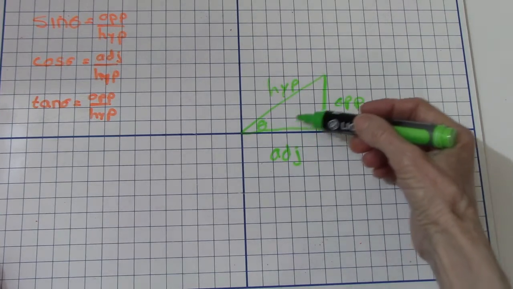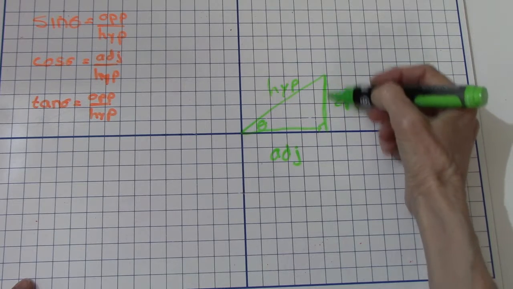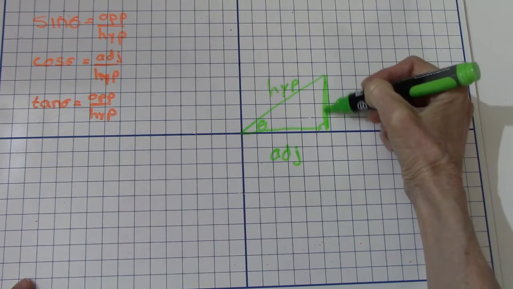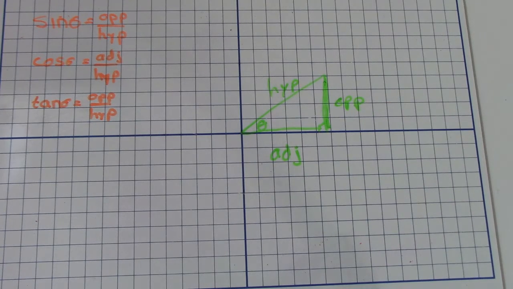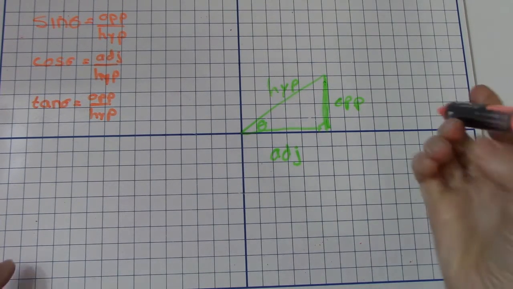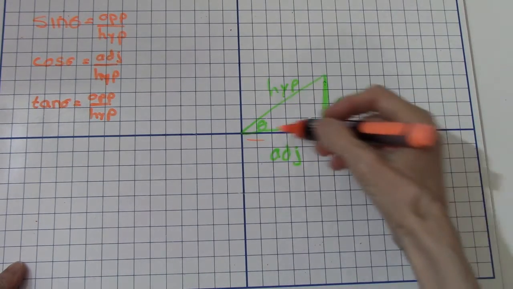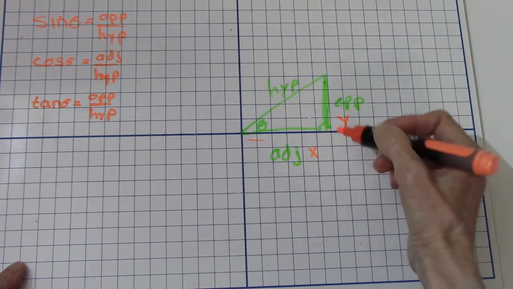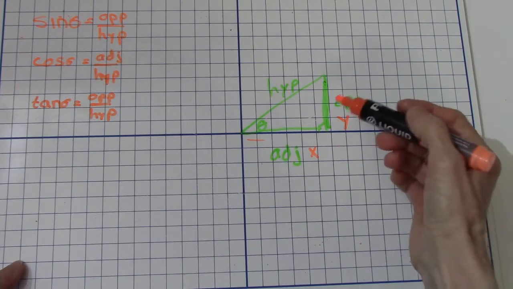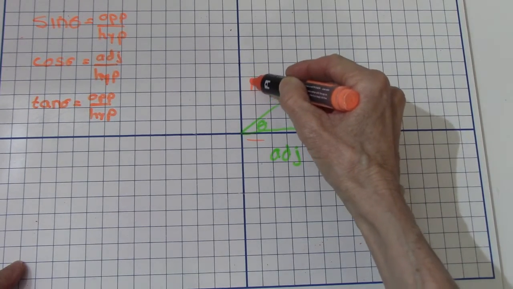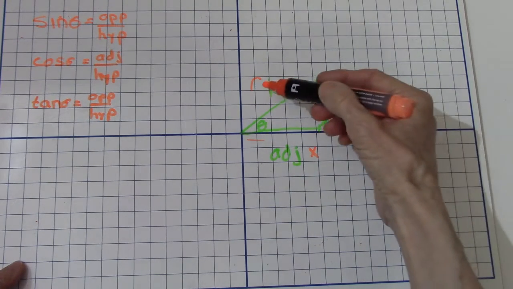So I can think of my definition of sine as my opposite. Since it's opposite, it is the y value. It's parallel to the y-axis, so I can think of this as y. This is along the x-axis, so I'll think of this as x. And this, when we're talking about it in the coordinate plane, is going to be called r. And again, you see the Pythagorean theorem: x squared plus y squared equals r squared.